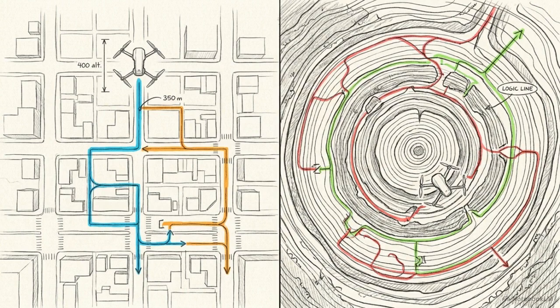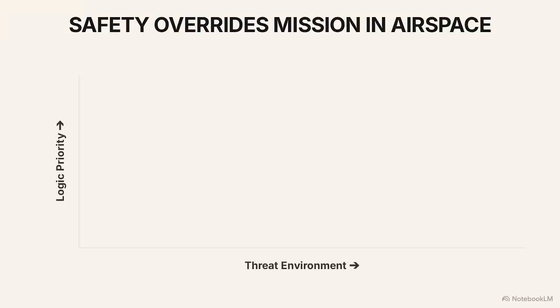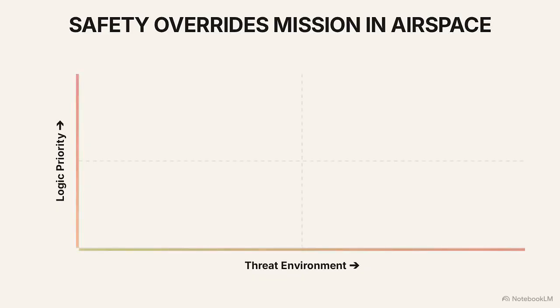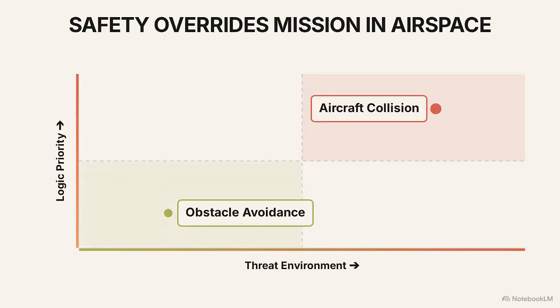So how do we map these two distinct navigation strategies against real-world operational environments? This chart breaks down the operational threat environment against the system's logic priority. The x-axis tracks the hazard from ground to airspace, and the y-axis tracks the priority from mission continuity up to absolute safety. The rigid aircraft collision logic sits squarely in the top right. It operates in a high airspace hazard environment with an extreme bias toward absolute safety over completing the job. The dynamic obstacle avoidance logic lands in the bottom left. It manages high ground hazards with a clear bias toward keeping the mission moving forward.